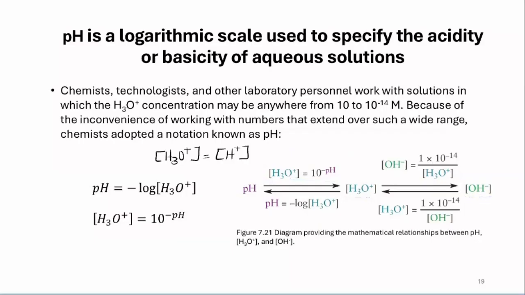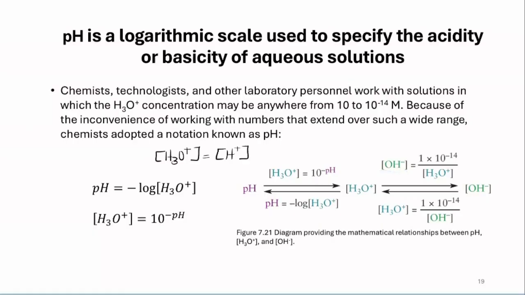We can observe that if you need to find the concentration of hydroxide from hydronium, this is the equation that we utilize, where, knowing the concentration of hydronium, you're going to do 1 times 10 to the negative 14 divided by the concentration of H3O plus. It tells you the concentration of OH minus.